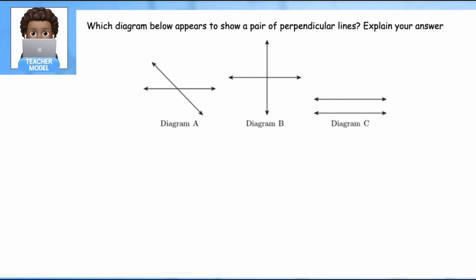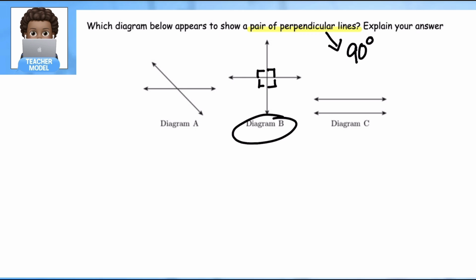All right, let's look at our first practice problem. Which diagram below appears to show a pair of perpendicular lines? So remember, if I'm thinking of perpendicular, I'm already thinking 90 degrees. So every time you think perpendicular, think 90 degrees, those perfect right angles. So which one of them shows that? And the answer would be B. B appears to show perfect 90 degree angles, where the two lines cross each other, like perfect crosshairs.